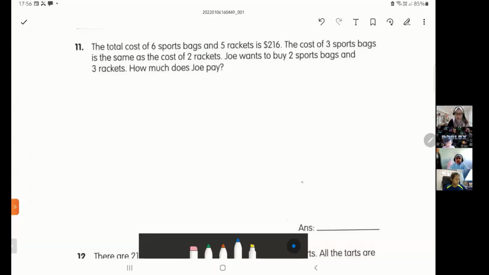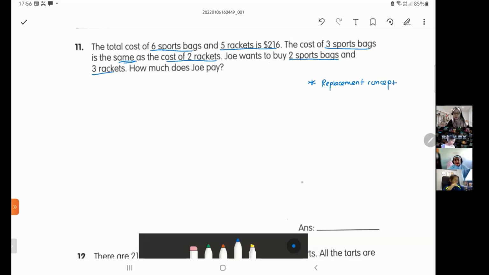The total cost of 6 sport bags and 5 rackets is $216. The cost of 3 sport bags is the same as the cost of 2 rackets. Joe wants to buy 2 sports bags and 3 rackets. How much does Joe pay? I told you that this is the replacement concept. Okay, I will be replacing something with something else. Take note of this.